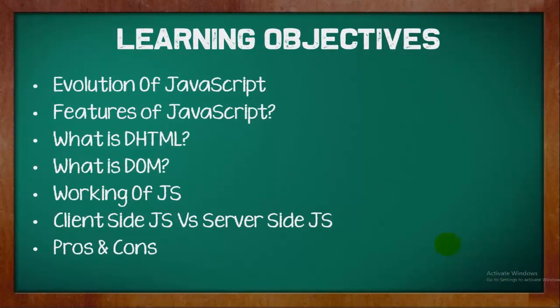Today's learning objectives are the evolution of JavaScript, and later we are going to see the various features present inside JavaScript. We are also going to see the definitions of HTML and the meaning of DOM, and then learn how JavaScript works and what the major differences are between client-side JavaScript and server-side JavaScript. And at last, we are going to learn about the advantages and disadvantages of JavaScript. So all these things will be covered in this particular video.